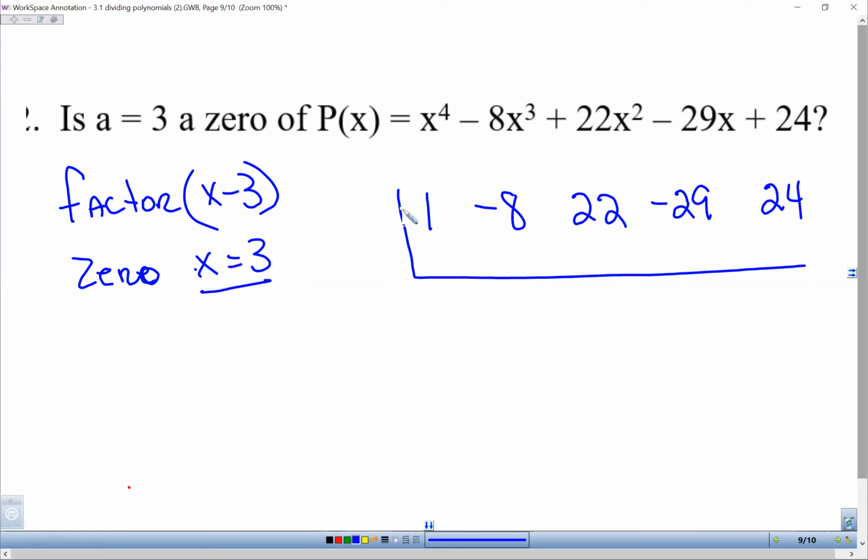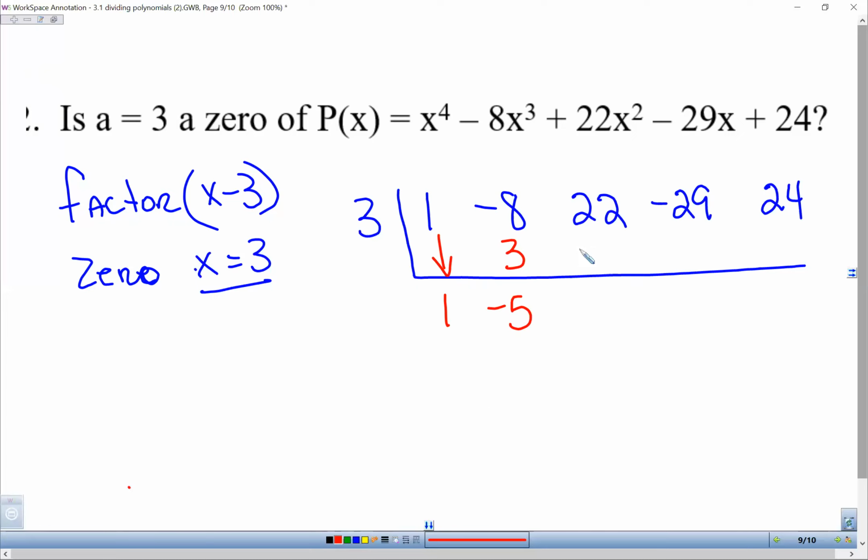So this is a pretty big one. You can see if we were to plug in 3 in every one of these x's, it would take a while for you to do those calculations. With the synthetic division, it's a much, much shorter process. All right, 3 times 1 is 3. We add that together, we get negative 5.